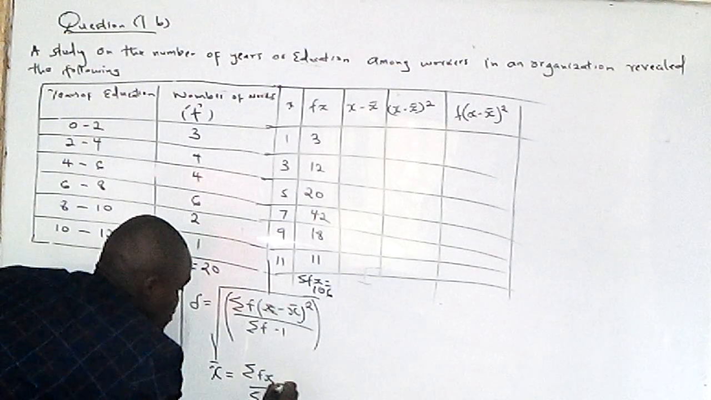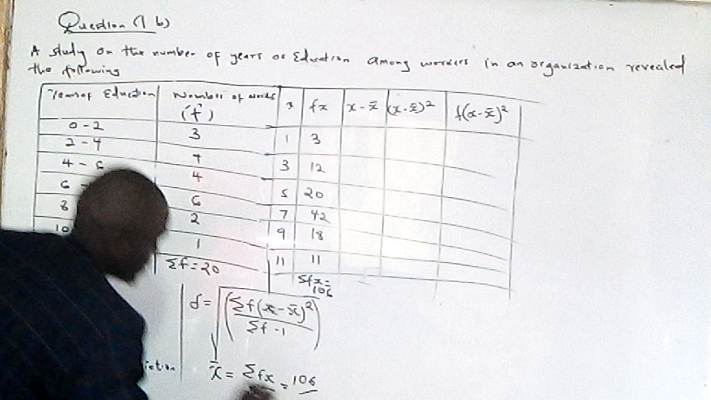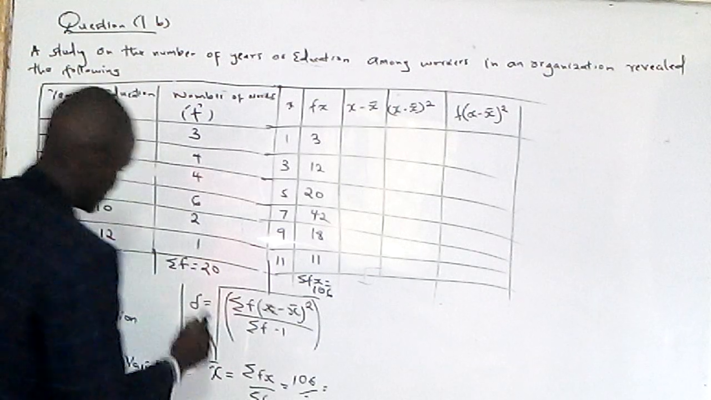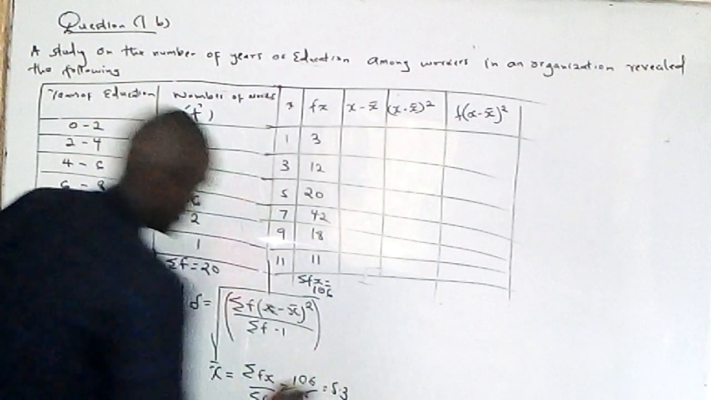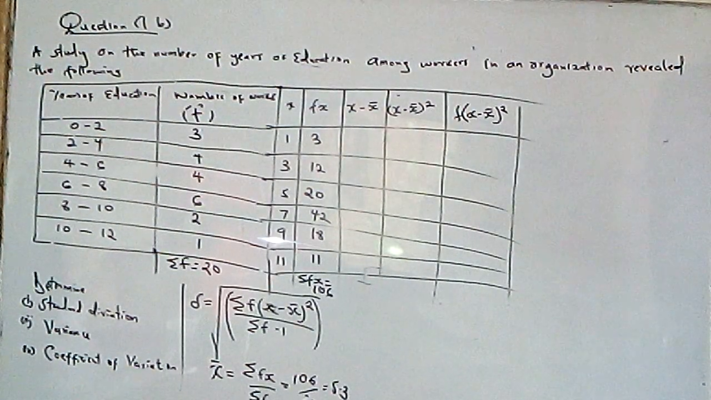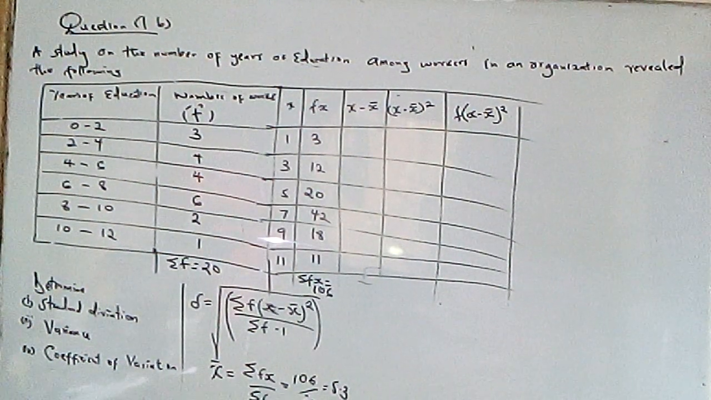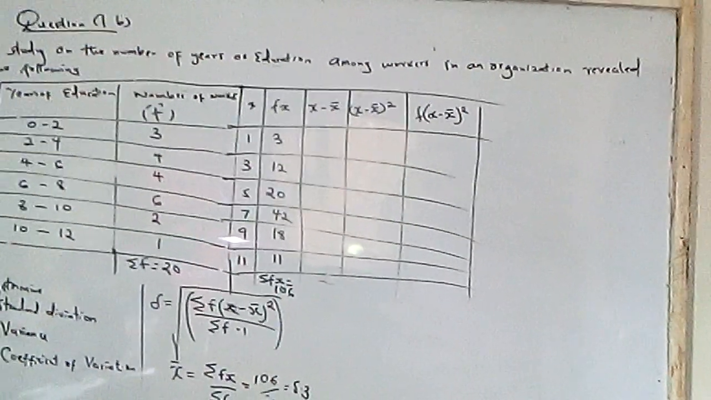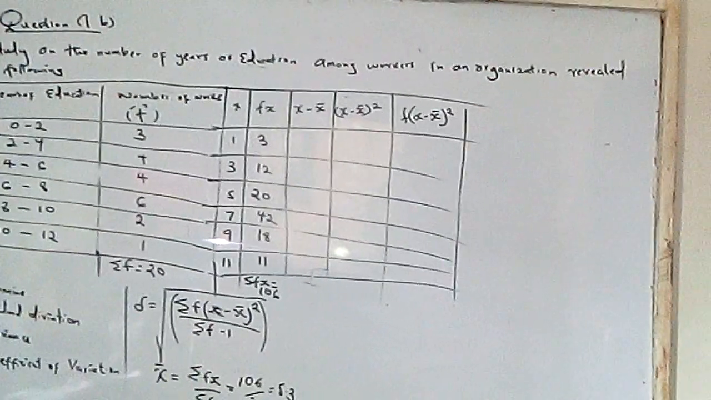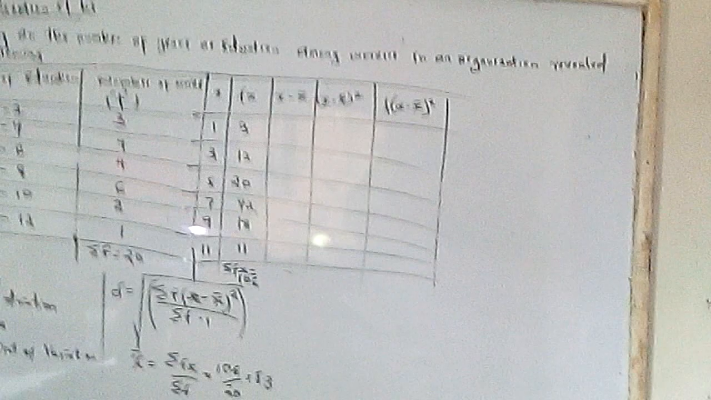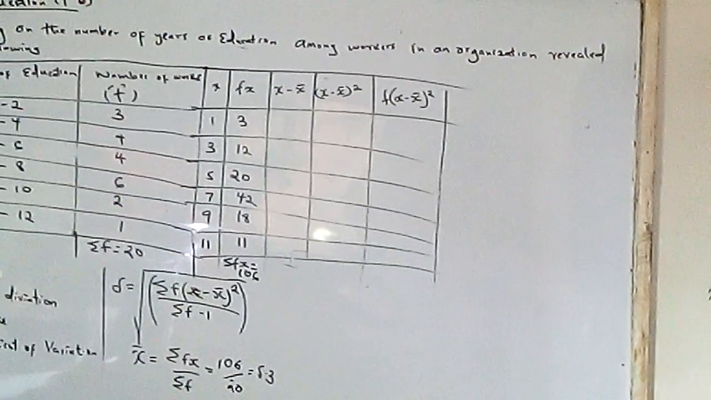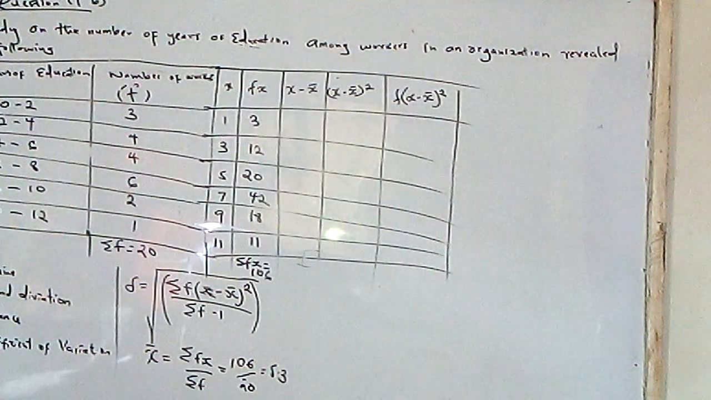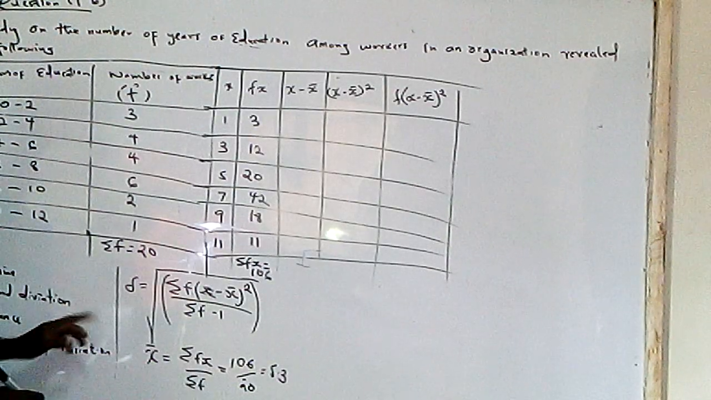So our mean is equal to 106 divided by 20, and you get 5.3. After that, you calculate your variance. Now we are still calculating the standard deviation.